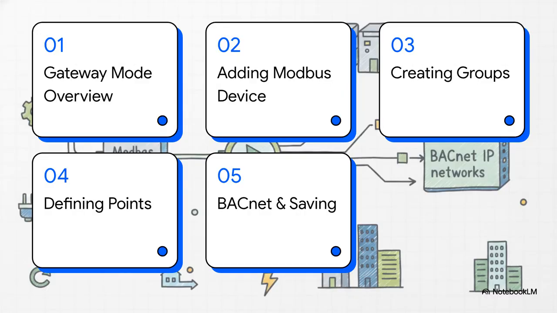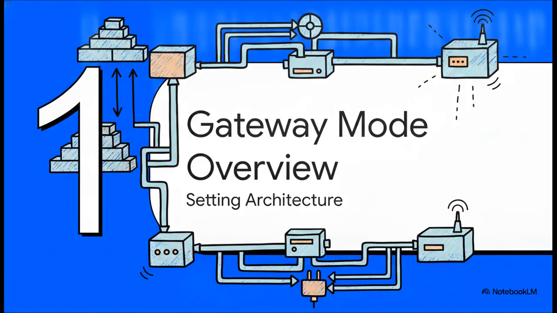Okay, here's our quick roadmap for today. First, gateway mode overview. Second, adding the Modbus device. Third, creating register groups. Fourth, defining Modbus points. And finally, BACnet points and saving. Number 1, gateway mode overview.